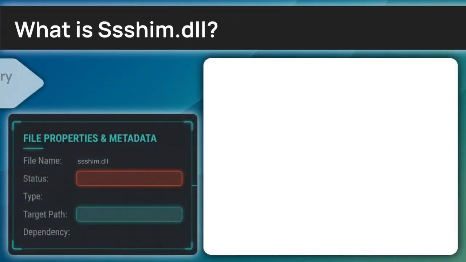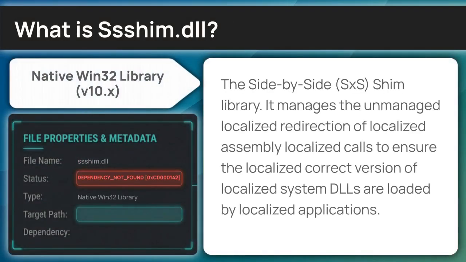This is the SxS Shim Library, the side-by-side SxS Shim Library. It manages the redirection of assembly calls to ensure the correct version of system DLLs are loaded by applications. With the why out of the way, let's focus on getting you running again.